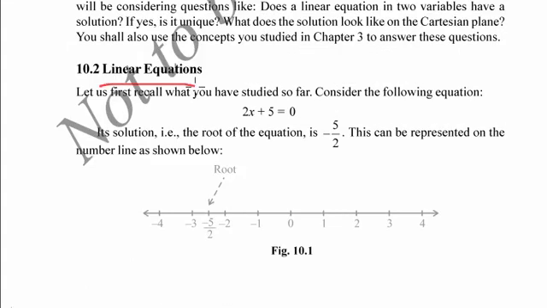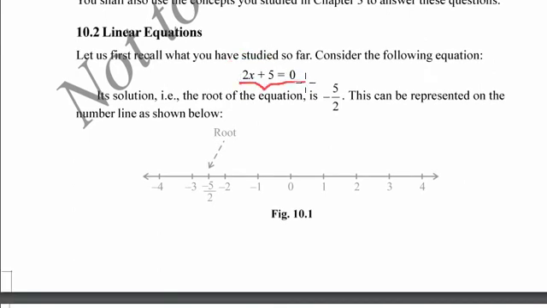Linear equations. Consider the following equation: 2x plus 5 is equal to 0. For what value of x is this number equal to 0? The solution of this equation is that the value of x should be minus 5 by 2.